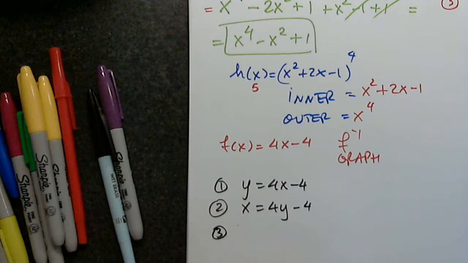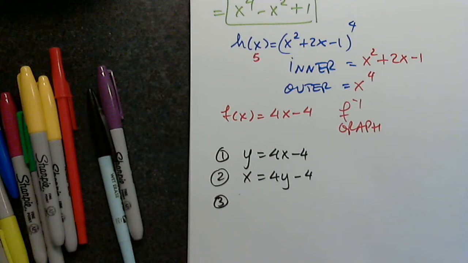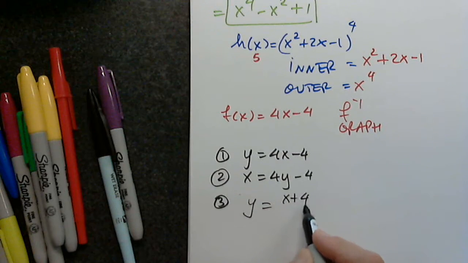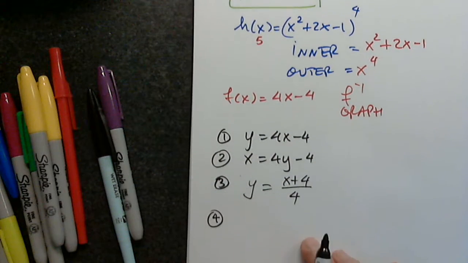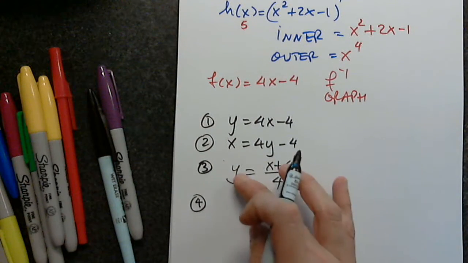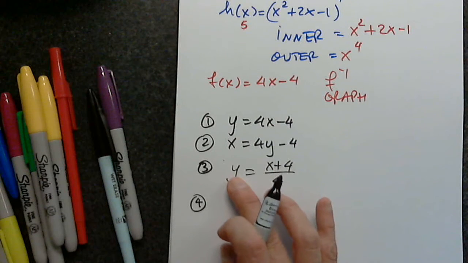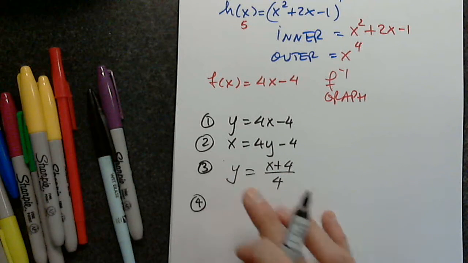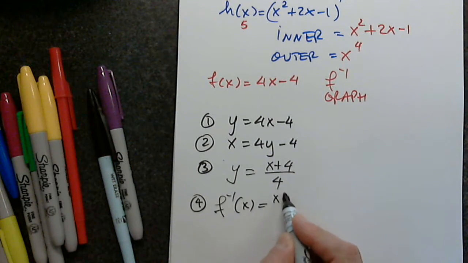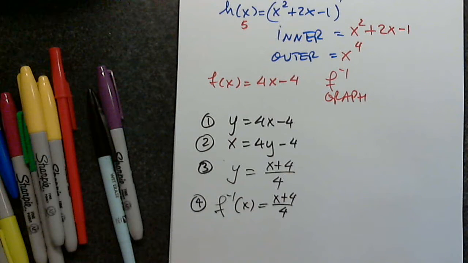Very good. Step 3. Solve for y. I'm adding 4 and dividing by 4. So then y equals x plus 4 divided by 4. And the final step, now this is exactly what I want. So what do I want? To replace this by f inverse of x is x plus 4 divided by 4. Good. Since it's a linear function, it wouldn't take long to find specific points, which are very important.